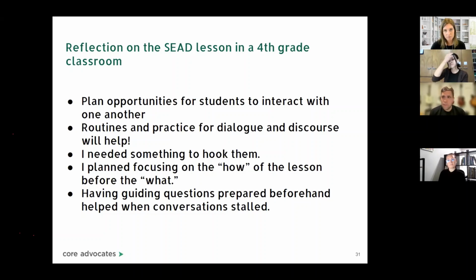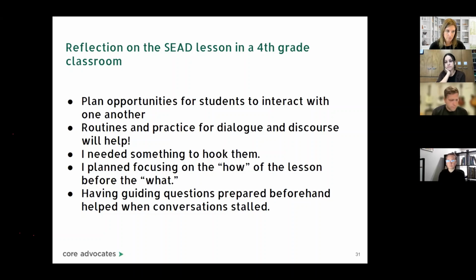So some of the things upon my reflection afterwards: plan opportunities for students to interact with one another. Sometimes it happens naturally, rarely it seems, but it's much easier to plan that. It might happen naturally, but I think as a teacher, we need to embed that and build that in. So there are opportunities for students to interact with one another.